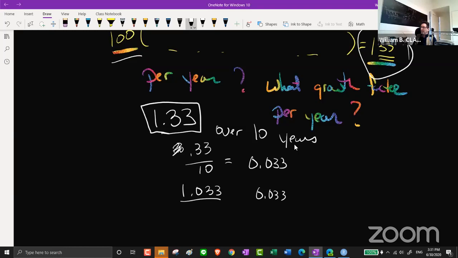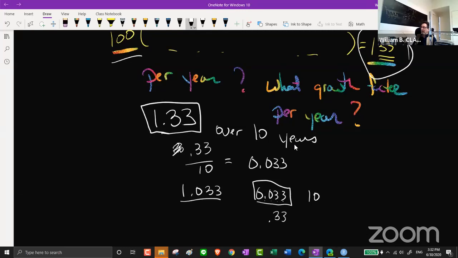So it sounds like if we had 0.033 per year, and if we did that for 10 years, then we would get 10 times that, or a 33% increase, right? But it's not true. That's not the way the math works. If you had this increase every year, then you would end up with more than 133 actually. You don't need this much per year in order to get this.